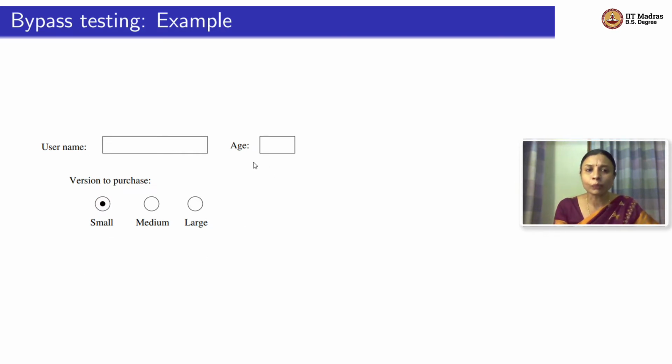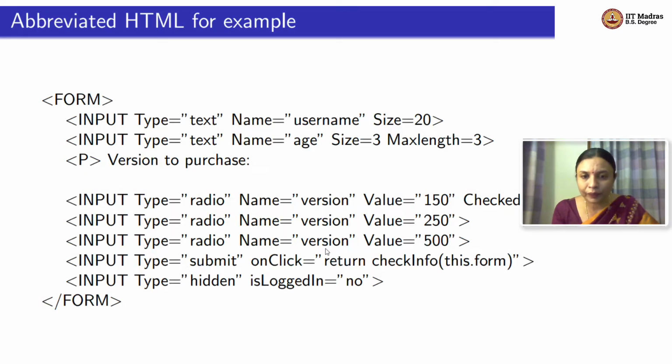The input given, name, age, and the version to purchase, is checked here. The second last line says that when the user submits by clicking the mouse, the method check info is called on the submitted data, and the value of that method is returned. This part is what we call client-side validation. I want to send wrong inputs through this form and bypass this client-side validation to check how the server responds.